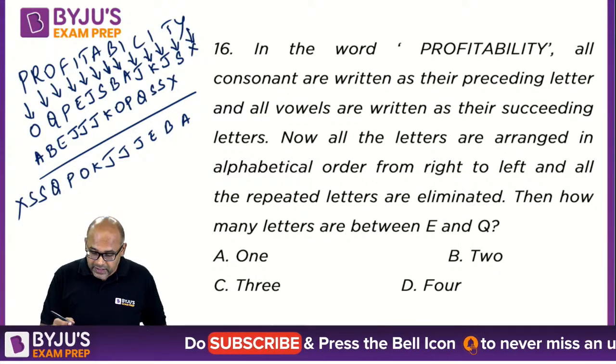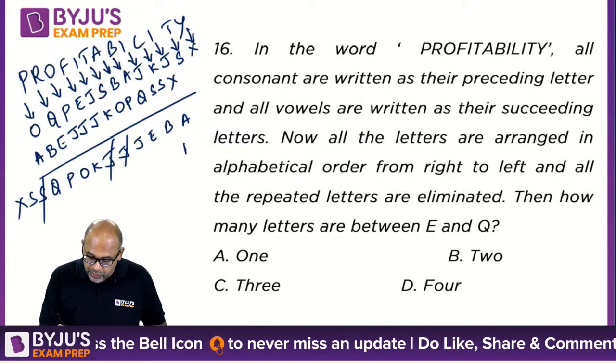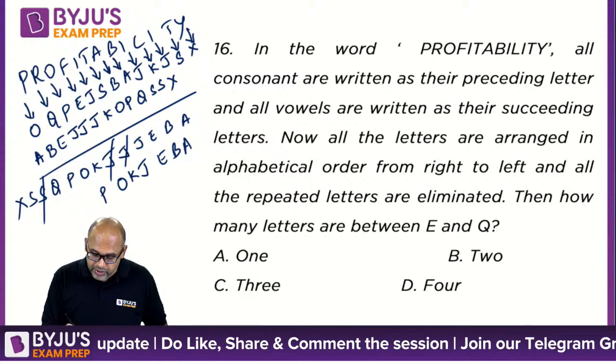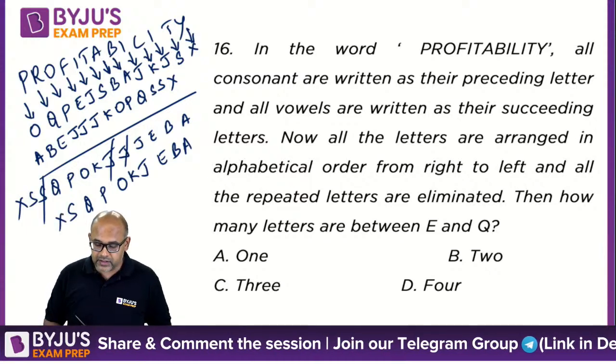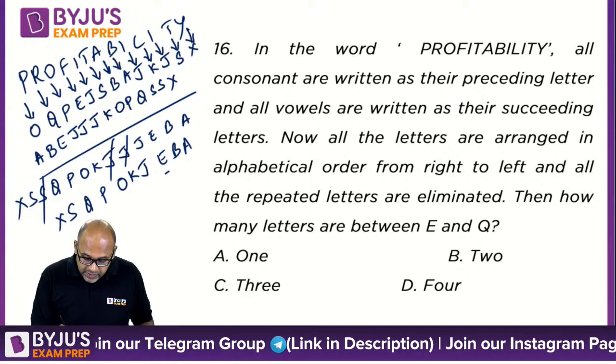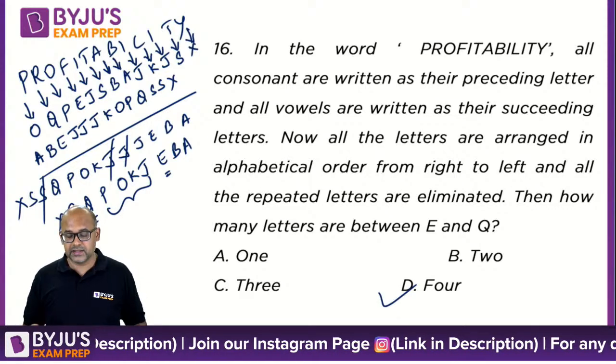Now delete the unnecessary ones. J is repeated, S is repeated, that's it. So you get A, B, E, J, K, O, P, Q, S, X. This is what you have. Then they're asking how many letters are between E and Q. E and Q, so we have 4 letters in between them. Hence the answer is D.